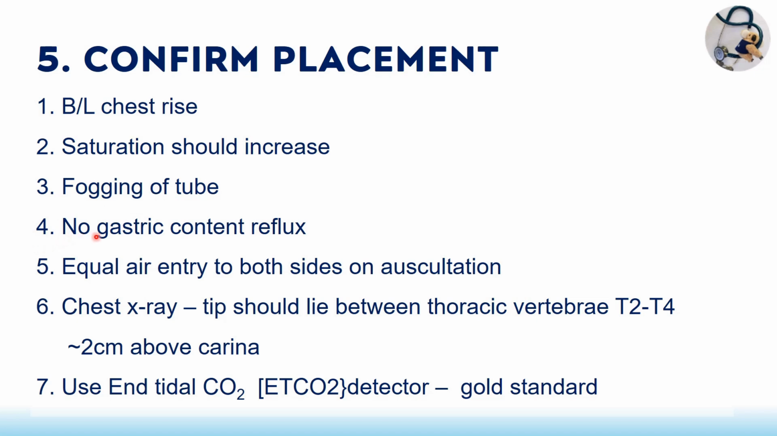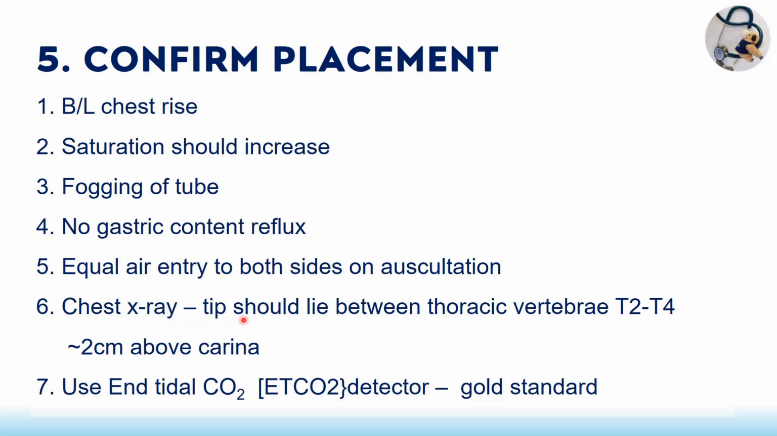Number 4, no gastric content should be refluxing out in the tube, because sometimes when you intubate, the tube goes to the esophagus. So if the tube goes to the esophagus, you can see the gastric content refluxing out. So that should not occur. Number 5, equal air entry to both sides when you auscultate. So after putting the tube, you should bag and then auscultate bilaterally and see, so you can hear the equal air entry. So next is by X-ray you can do.